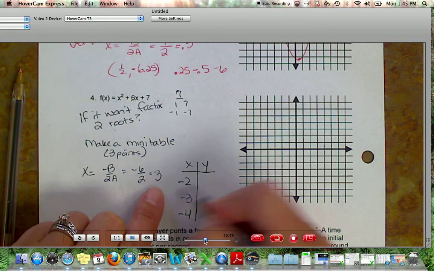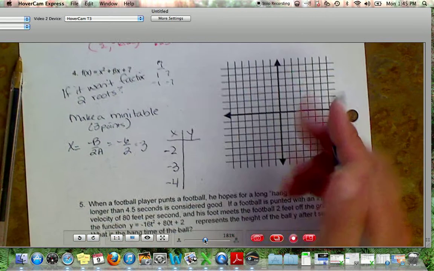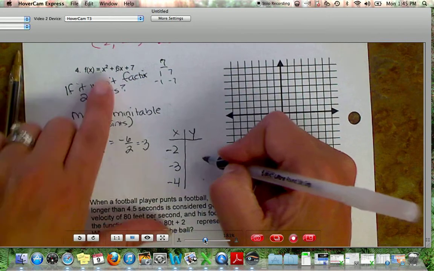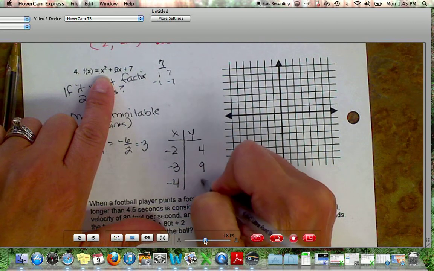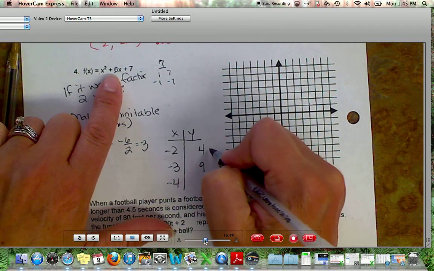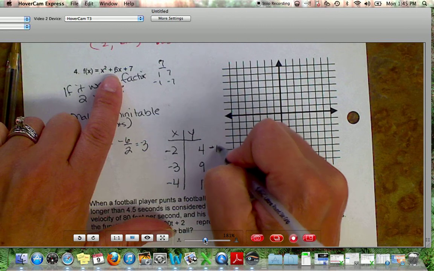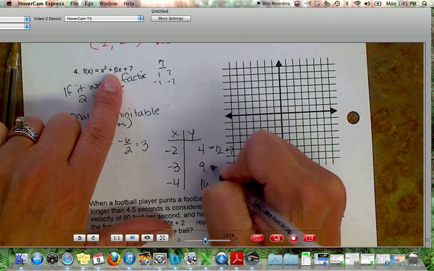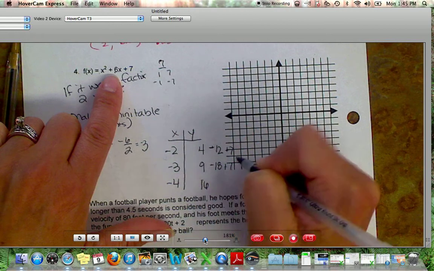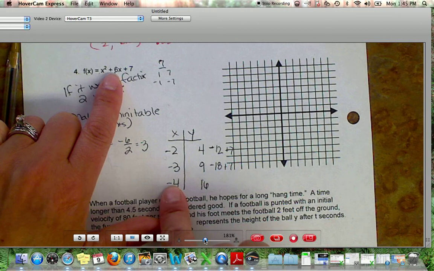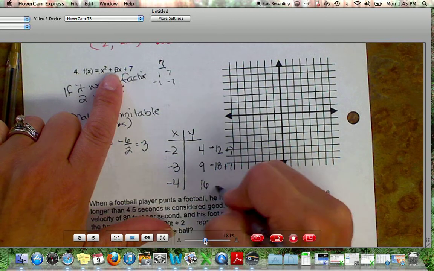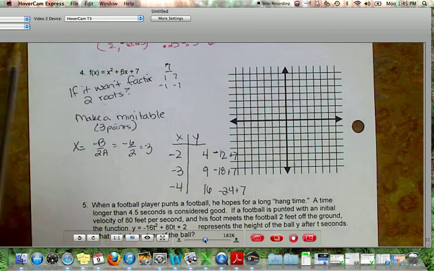And now I flipped it upside down, but it doesn't matter. And then we plug these values in. So negative 3 squared is 9, negative 2 squared is 4, negative 4 squared is 16. 6 times negative 2 is negative 12 plus 7. Then 6 times negative 3 is negative 18 plus 7. And 6 times negative 4 would be negative 24 plus 7.